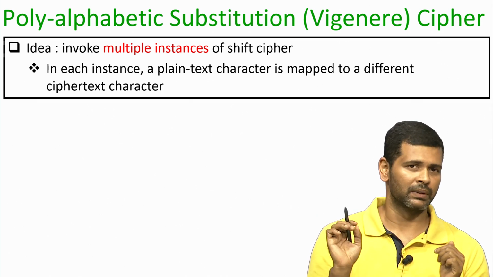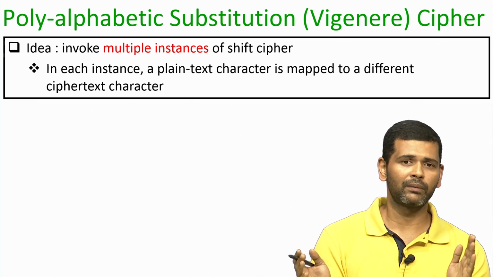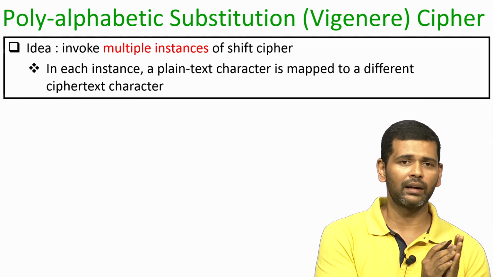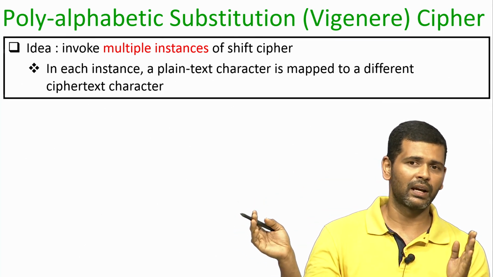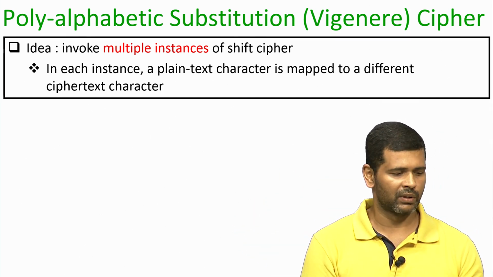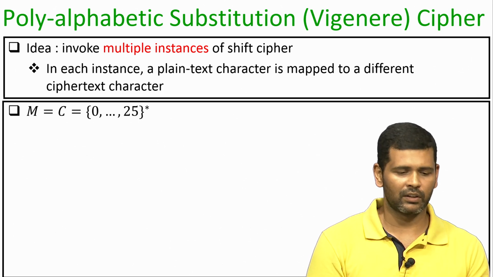That is not going to happen. That means the relationship between the most frequently occurring plain text character and the most frequently occurring ciphertext character is going to be disturbed. And the way we achieve this is as follows.